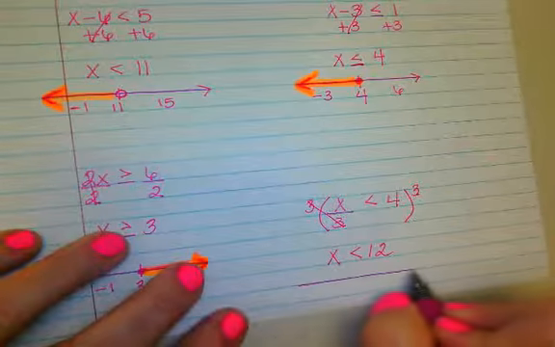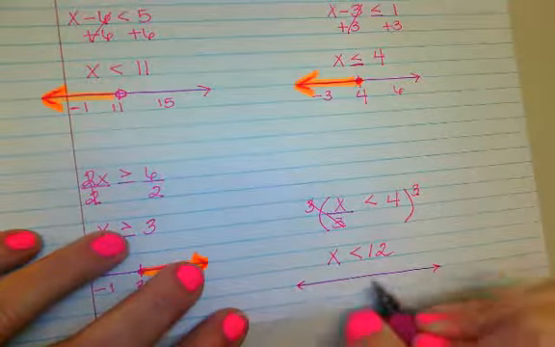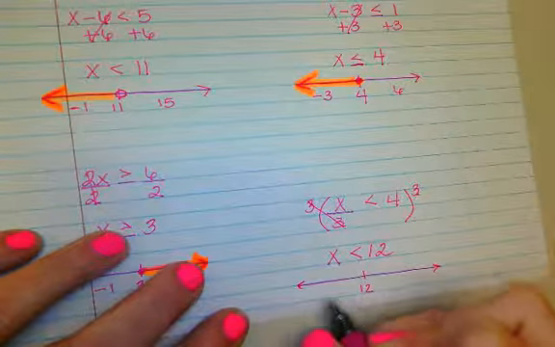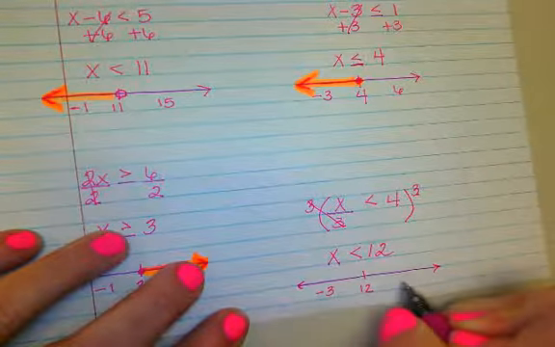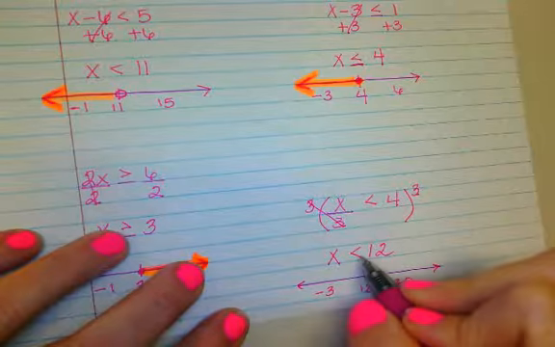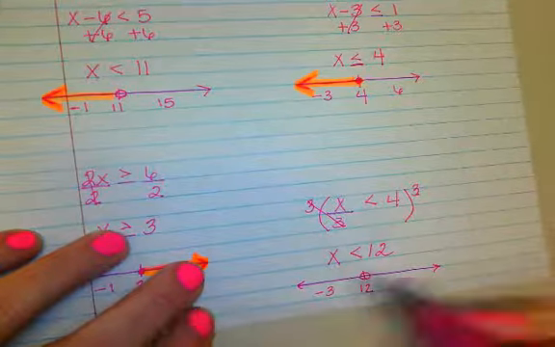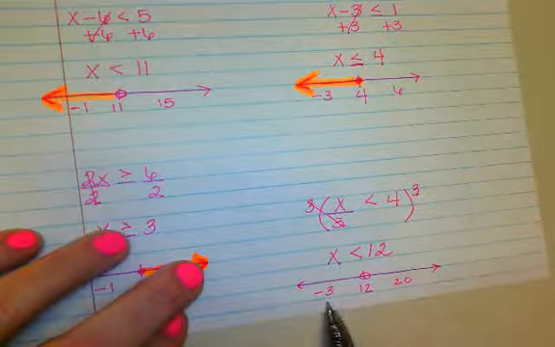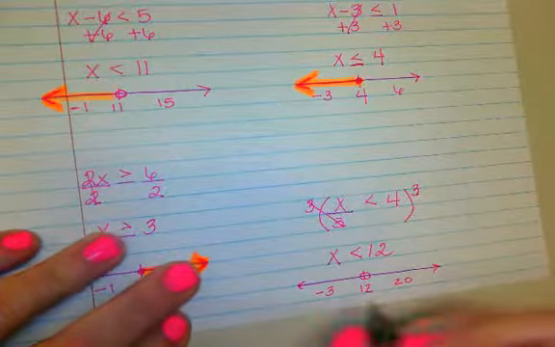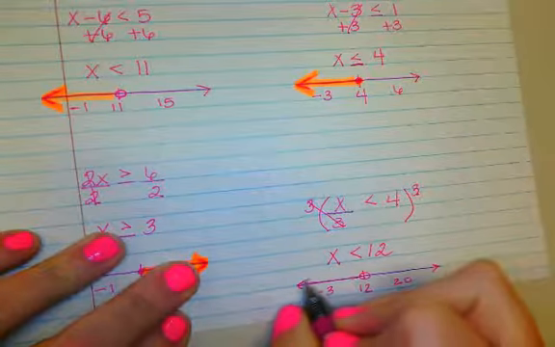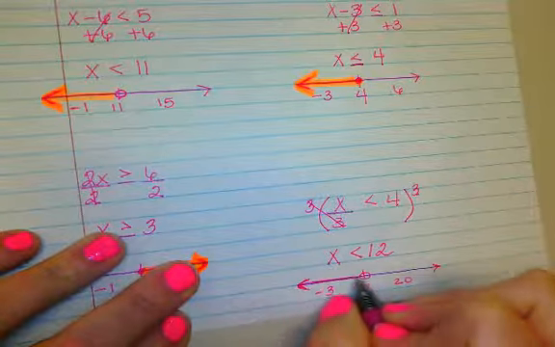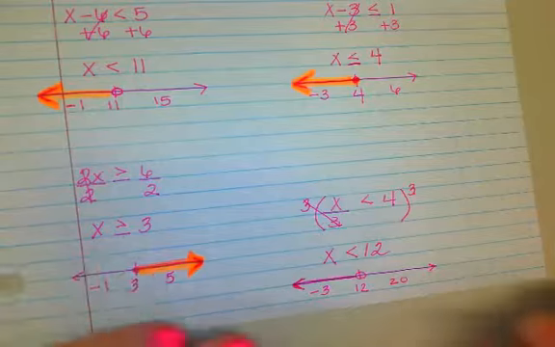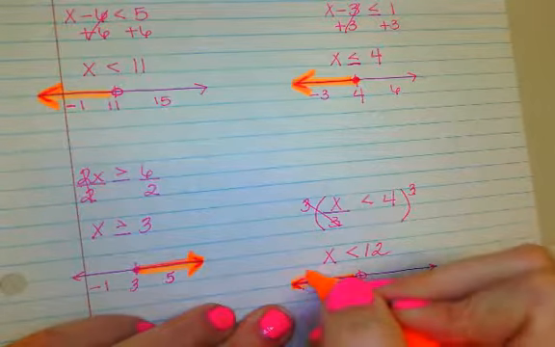So we'll draw our line. We'll put 12. How about we put negative 3 and 20? We have an open dot. Well, it says x is less than 12. Is negative 3 or 20 less than 12? That is correct, negative 3. Again, I'll use the highlighter so you can see which way you should be going.